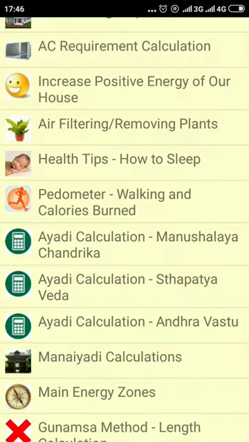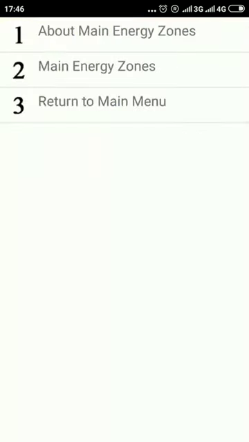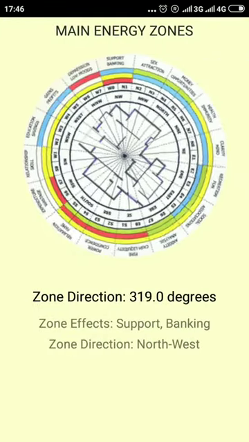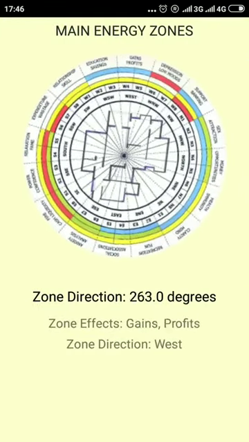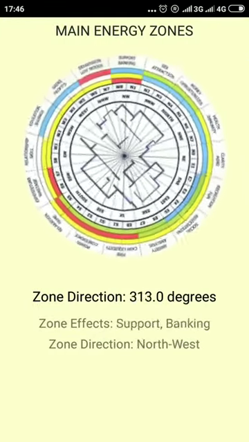Module 6, 16 Energy Zones concept is being used in Vastu for building a new house. Select Main Energy Zones module, press 2 times to view its features. While moving the mobile phone, we can see the zone effects, which will decide whether the selected direction is good or bad.